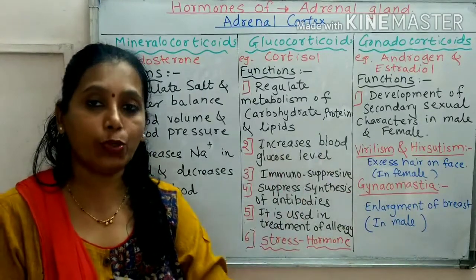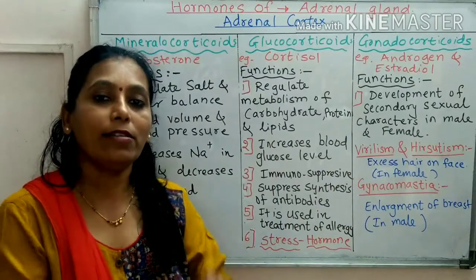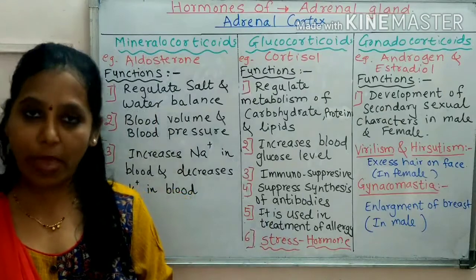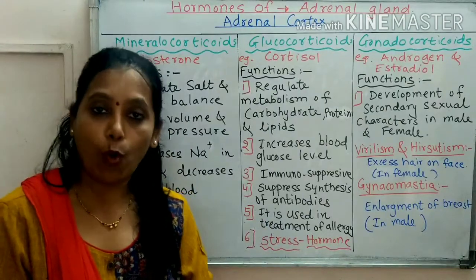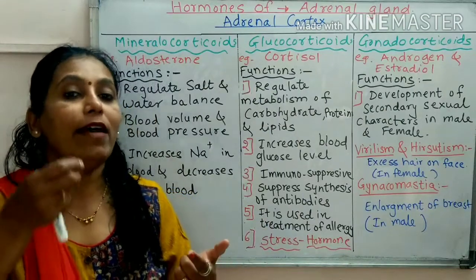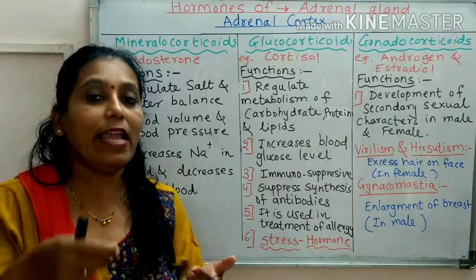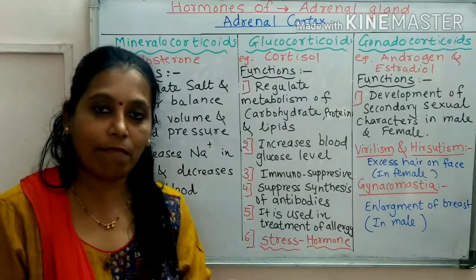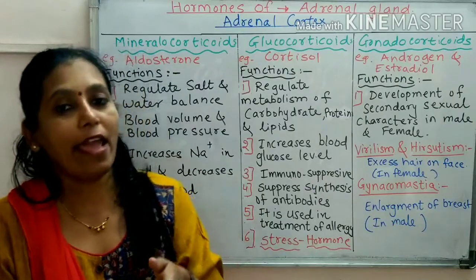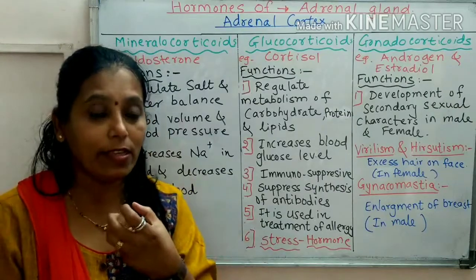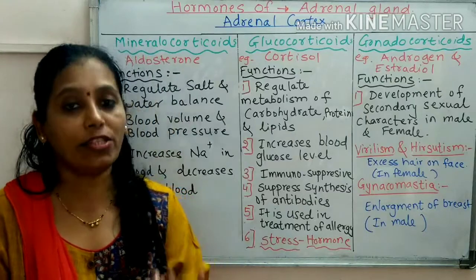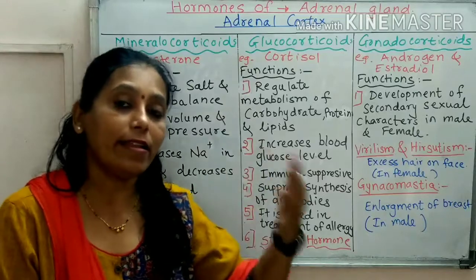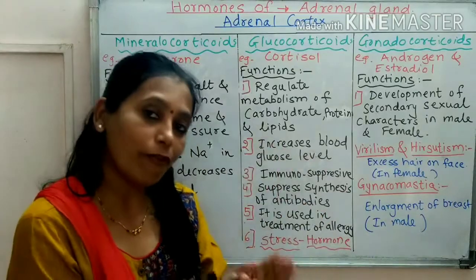Now first we should know what the secondary sexual characters in male are. In case of male, deepening of voice. Second, the hair pattern present in male is different as compared to female. For example, in case of male, the hair will be present on the face, on the chest, and on the backside also. So these are the secondary sexual characters in case of male.